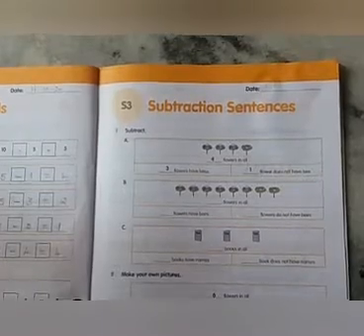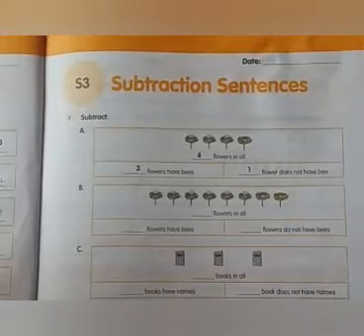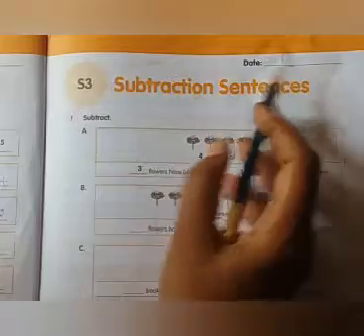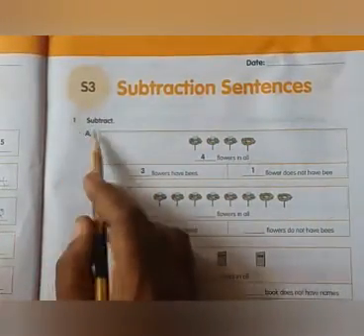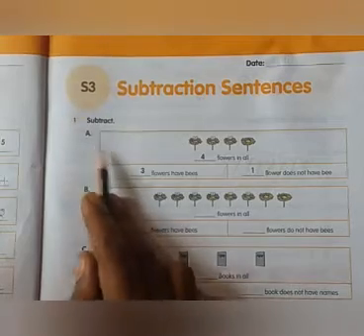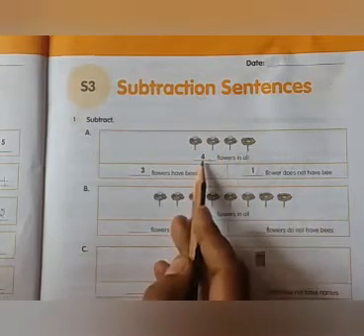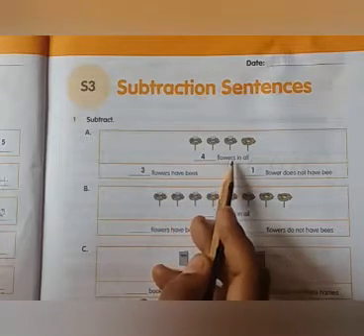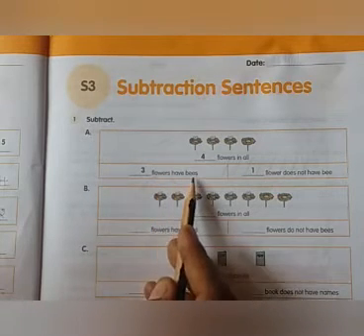Children, all of you take out your maths workbook. Page number 40. Write the date, children. S3, Subtraction sentences. First bit, subtract. A bit is done for us. Let us see. 1, 2, 3, 4. Dash flowers in all. So 4 we have to write. 4 flowers in all. And then dash flowers have bees.